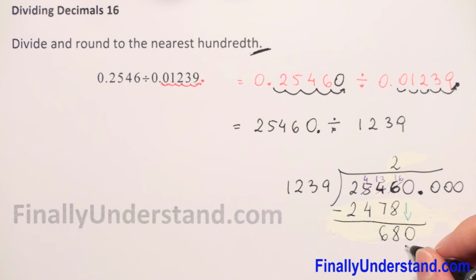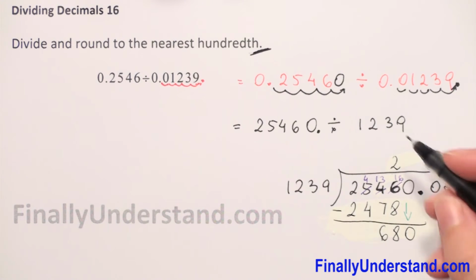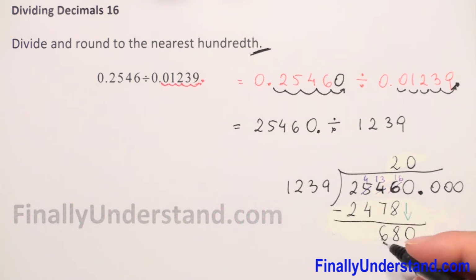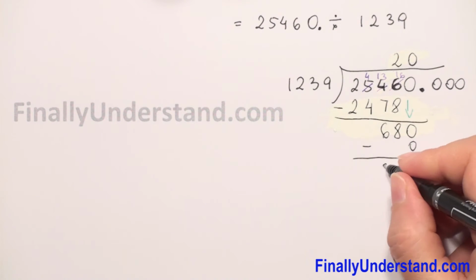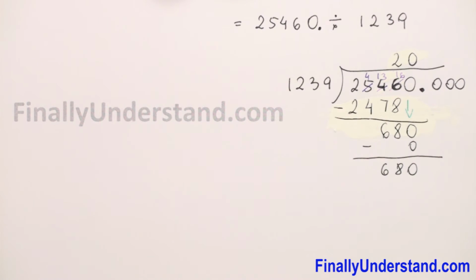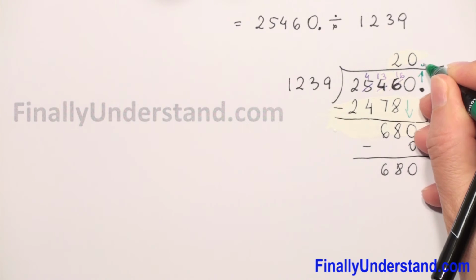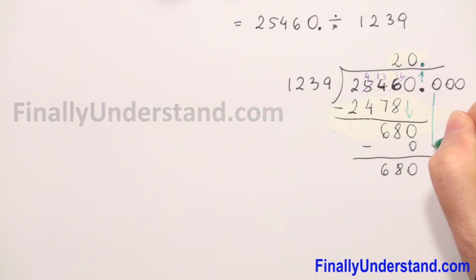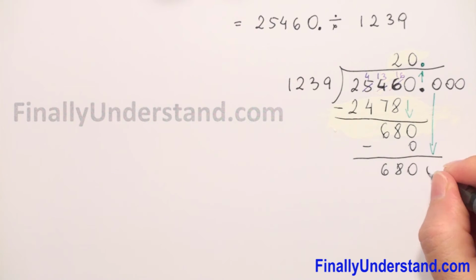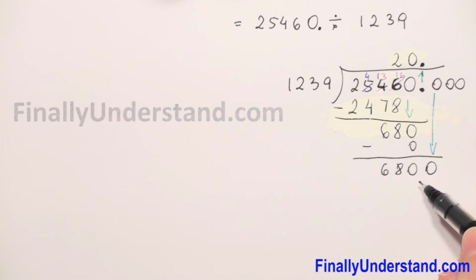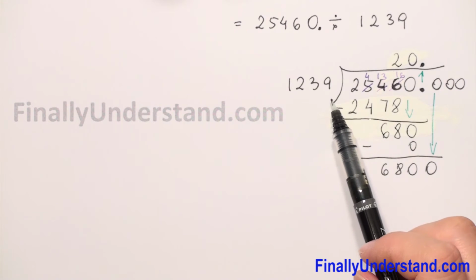So we have 680 divided by 1239, something we cannot do. So we have to write 0. And now multiplication: 0 times our divisor will be 0. Subtraction again. So it will be 680. What next? We have to put up our decimal point exactly in the same column, and we take down the next digit. So 0 will go down.